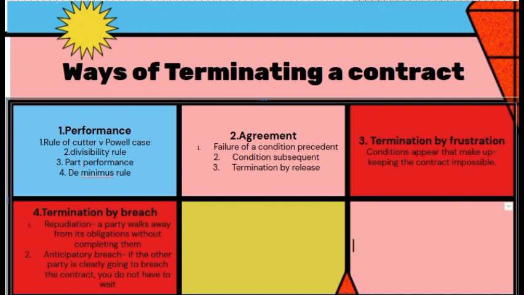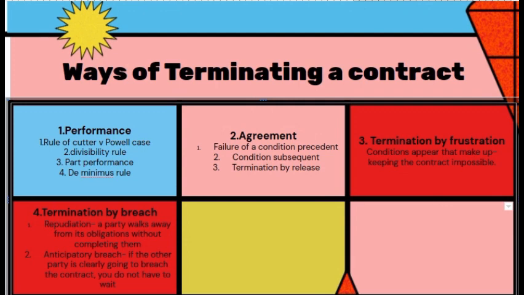So we have also two types of agreements. One is failure of a condition precedent. If a condition precedent fails, then the contract cannot commence at all. A condition precedent is a condition allowing for a contractual structure of behavior to proceed. So if a condition subsequent occurs, then this ends the contract.